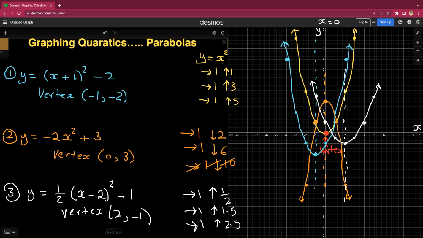Okay, so that's an easy way of graphing parabolas if you like doing this and you don't like the table of values. Personally, I like the table of values because you could use that with all kinds of graphs. But some people just like something systematic, and that's another way of doing it.